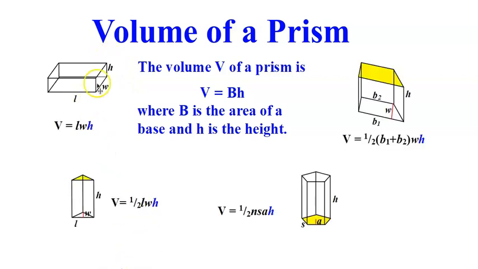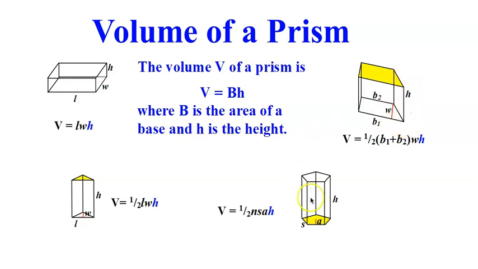For example, if you have a rectangular prism, the area of the base is length times width. So length times width times the height. If you have a triangular prism, area of the base, the way I have it marked here, is 1/2 length times width, times the height. If you have a trapezoidal prism, it would be 1/2 base 1 plus base 2, times width, times the height.